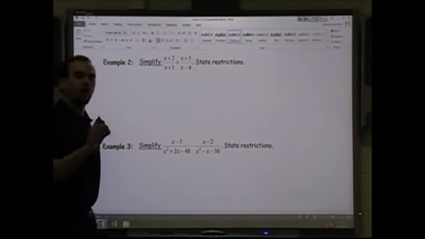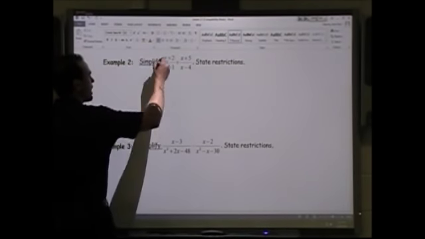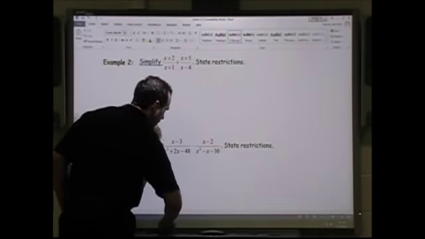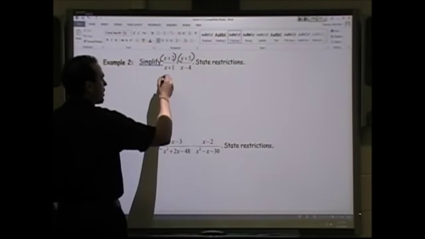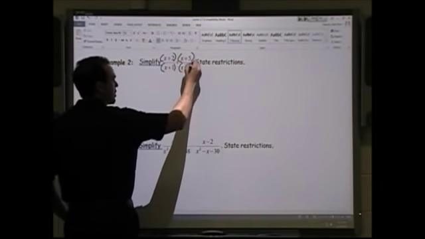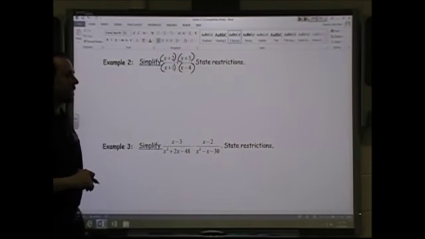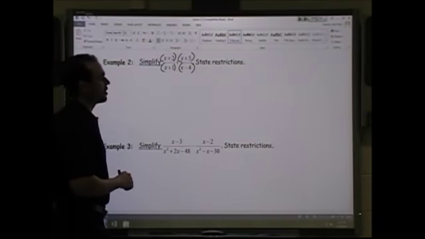Remember, the first step always is factor. Well, you can't factor this top. That top is x plus 2. You can't factor this top. It's x plus 5. You can't factor this. It's x plus 1. And this is x minus 4. So they are factored already. We're trying to add these two things together.